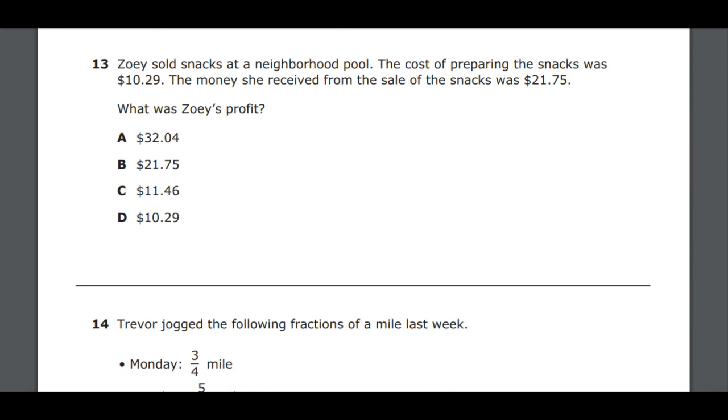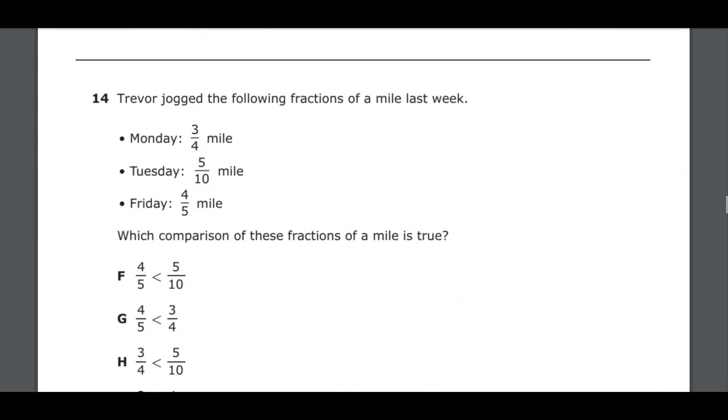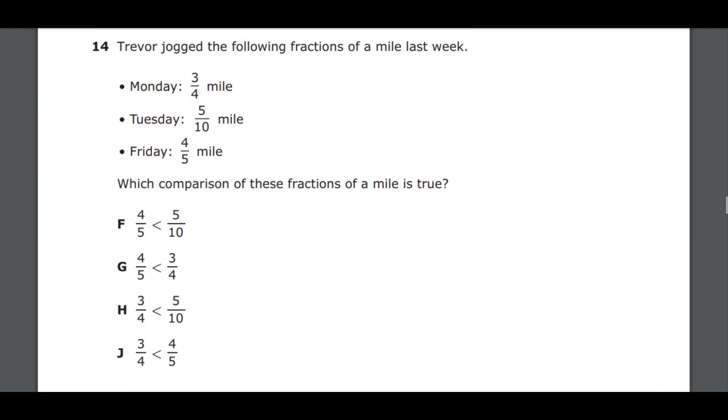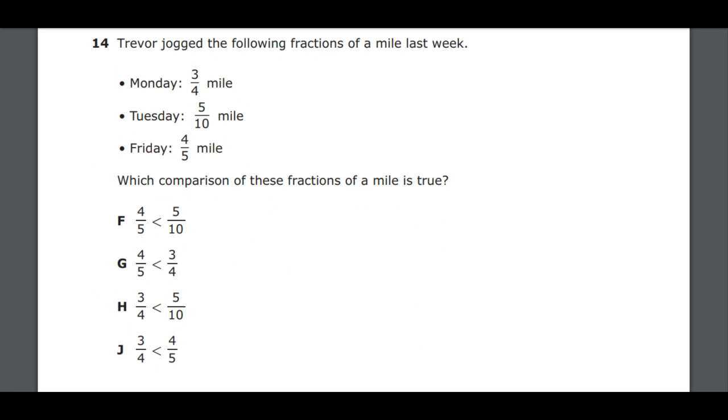13. Zoe sold snacks at a neighborhood pool. The cost of preparing the snacks was $10.29. The money she received from the sale of the snacks was $21.75. What was Zoe's profit?